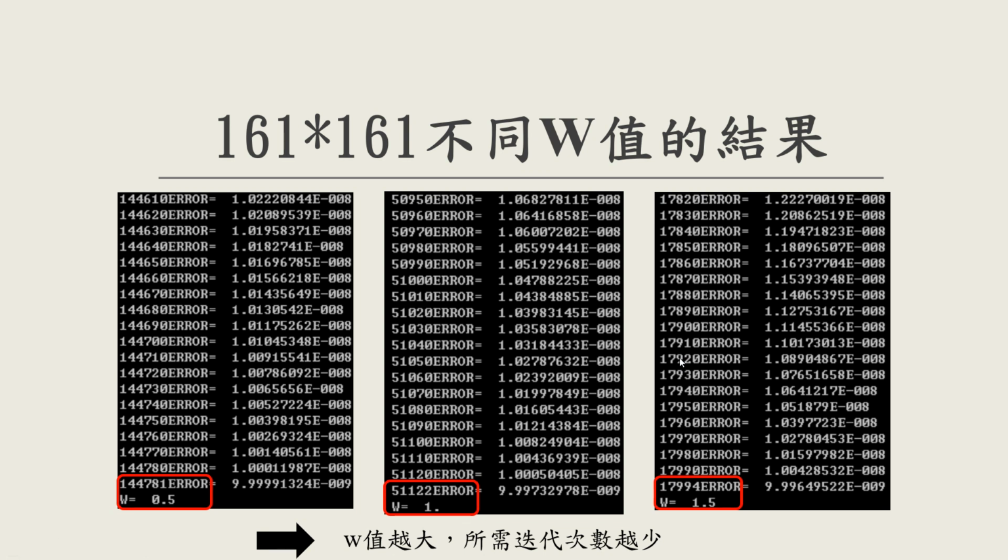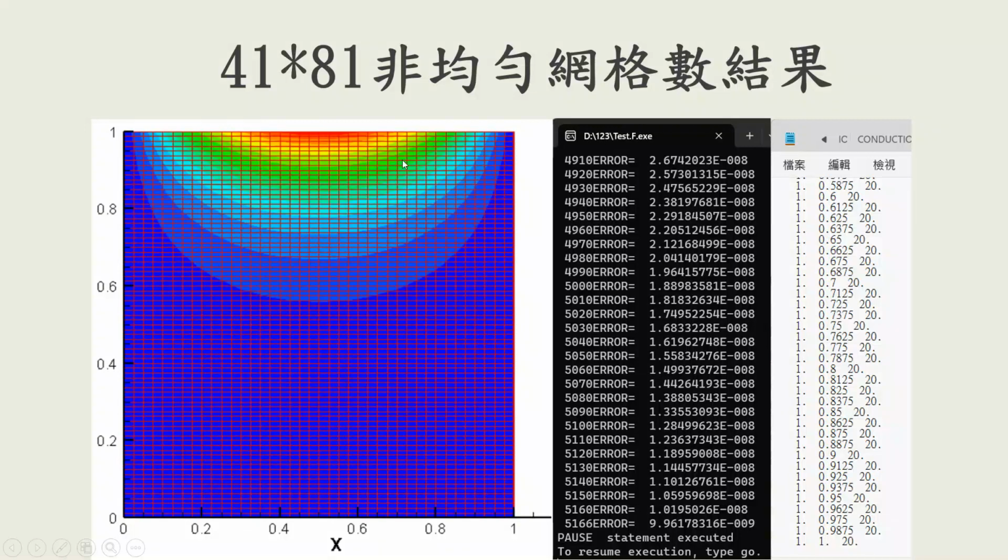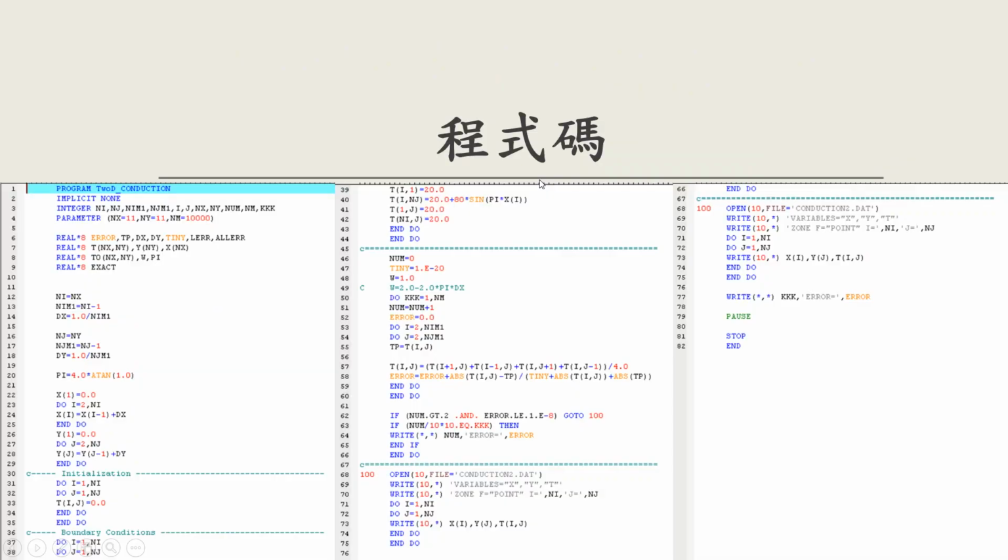The following are the calculation resources of non-uniform grids. We use 4181 grid numbers. The following results are the temperature distribution diagram, execution file resource, and resource after opening the notebook. And this is my coding.